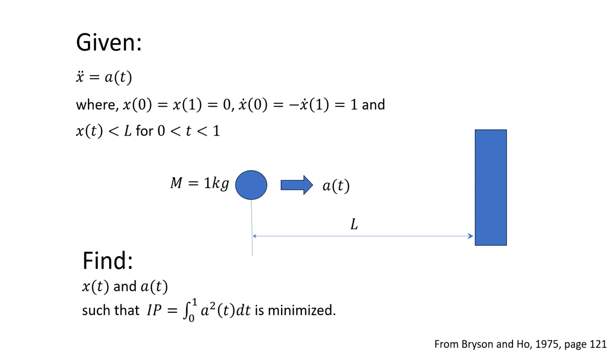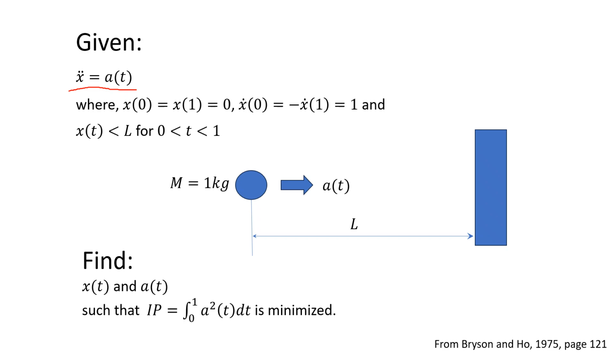Here we have a simple set of dynamics, x double dot is equal to a of t, where a of t is the control input, x is the state of the system. The boundary conditions for this system are at time t, where t runs between 0 and 1 second, x of 0 is equal to 0, and x of 1 is equal to 0. Also, there are velocity boundary conditions. x dot at 0 is equal to 1, and x dot at 1 is equal to minus 1.